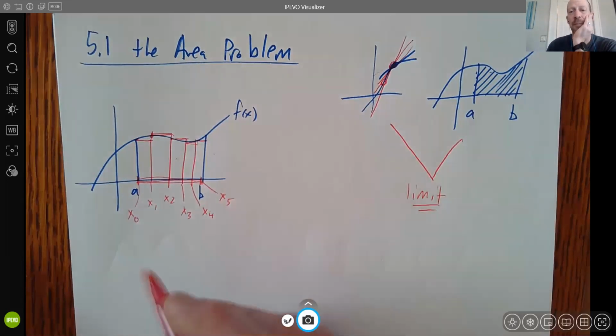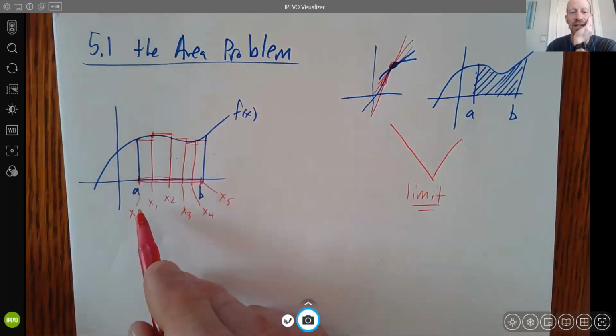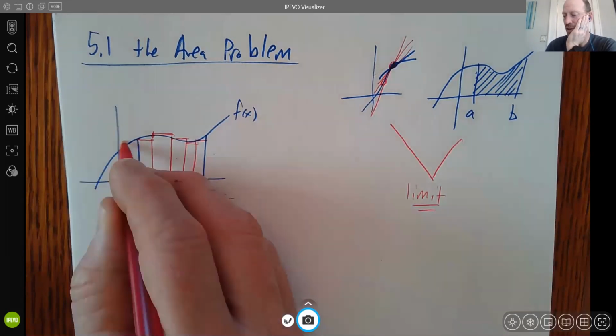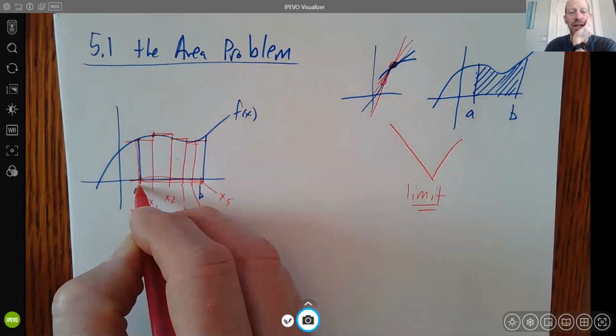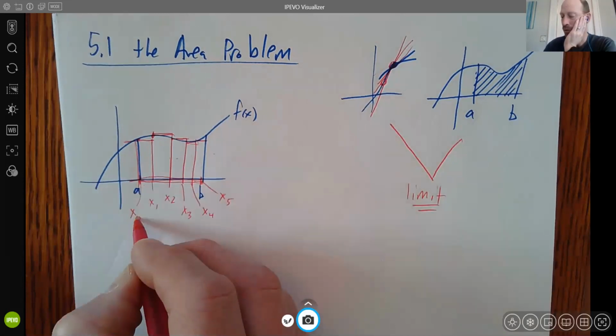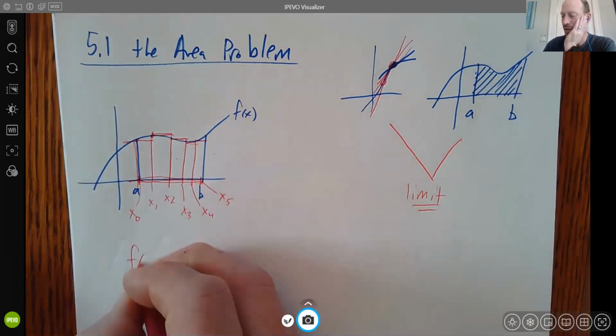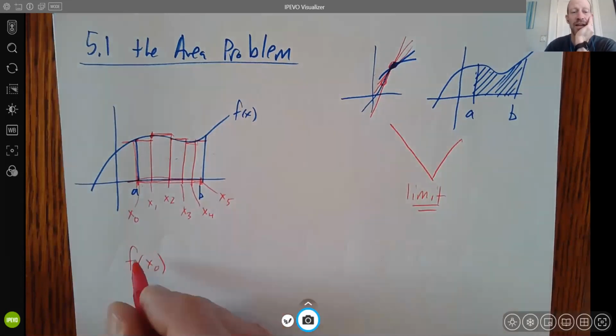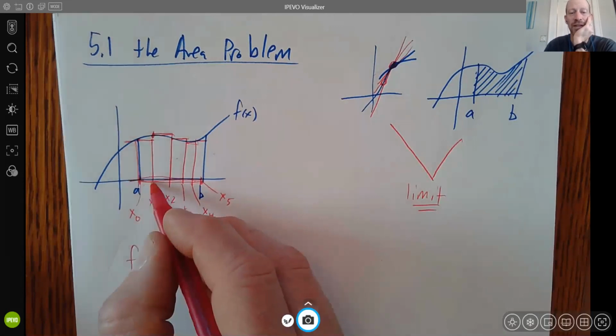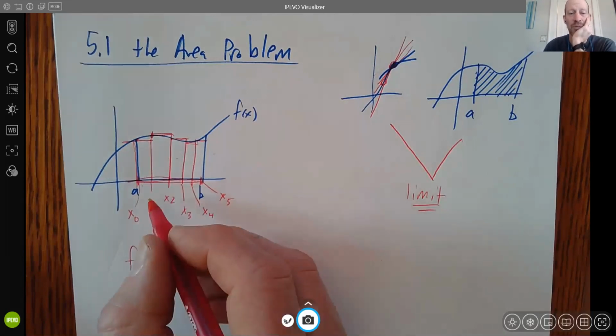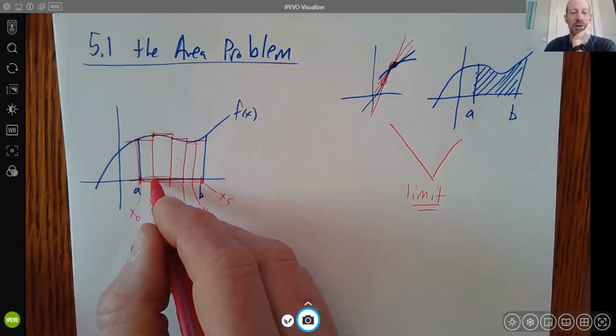And so if I want to come up with a sort of formula for what I'm doing here, what I'm doing is I'm taking the height, and this is an important idea here, the height of this rectangle is exactly the function value at x sub 0. So I'd take f of x sub 0. This would be the height of that first rectangle. And then I would take the width. Now, and this is maybe my picture, I could have been a little better with my picture.